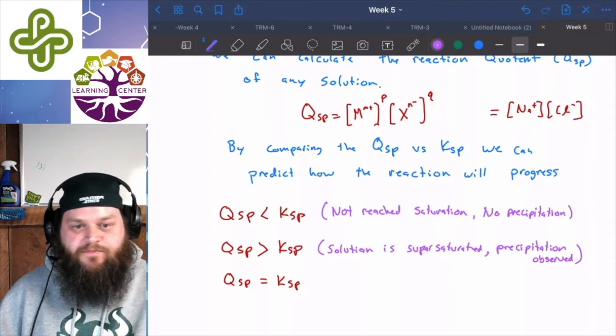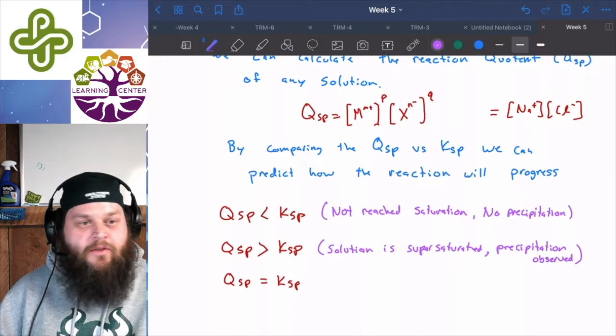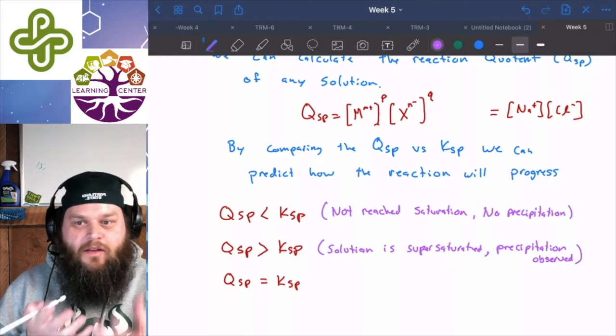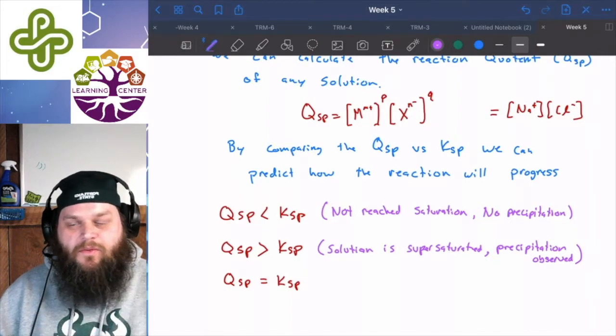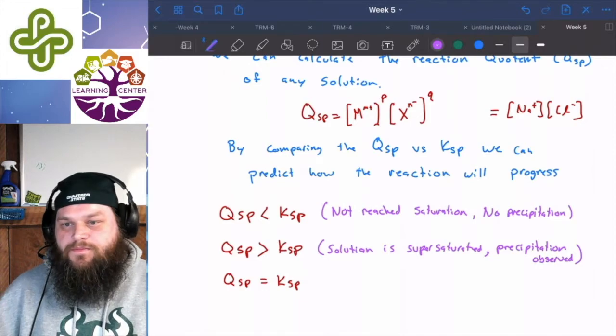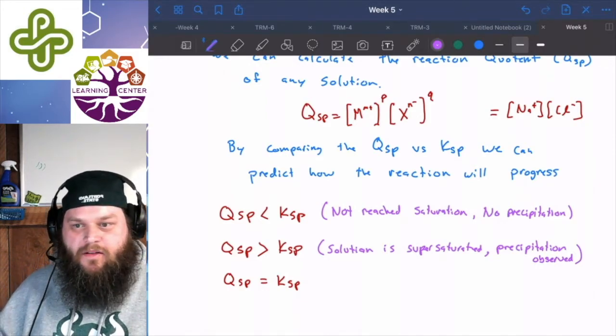form. And this could be in various different ways. If you were to increase the concentration of one of them and leave the other one the same, you're beyond precipitation, and some of it's going to bond together. If you reduce one of them down, then you're going to have a little bit as well.